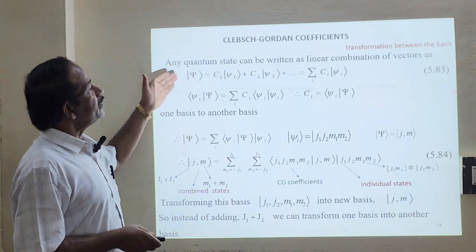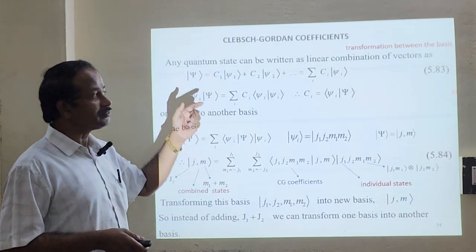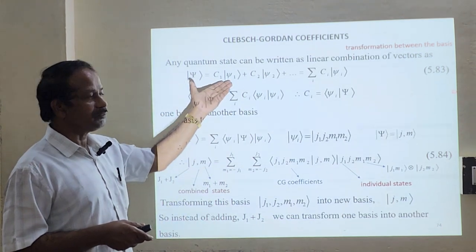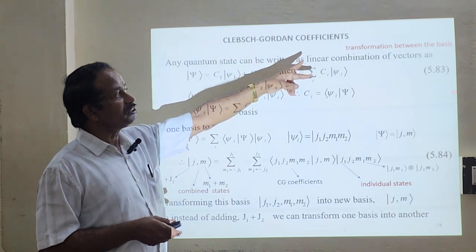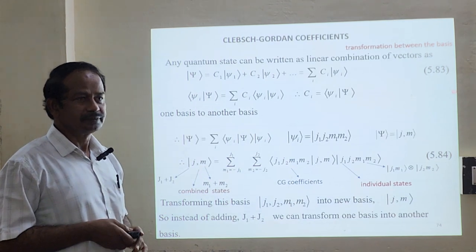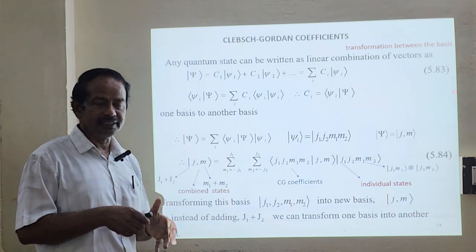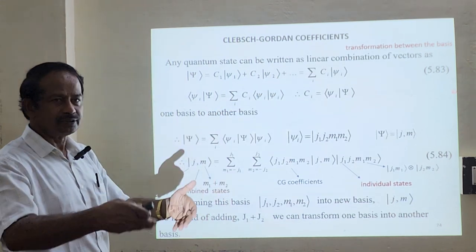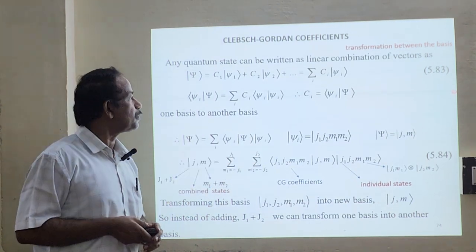Now, any quantum state can be written as a linear combination of these vectors. We already know capital Psi equals the summation over i of Ci Psi i. So C1 Psi1 plus C2 Psi2, we know already. The Clebsch-Gordan coefficients are the transformation between the bases, uncoupled to coupled. Some coefficients will exist, like Ci: C1, C2, C3. They are all Clebsch-Gordan coefficients from the uncoupled to the coupled one.